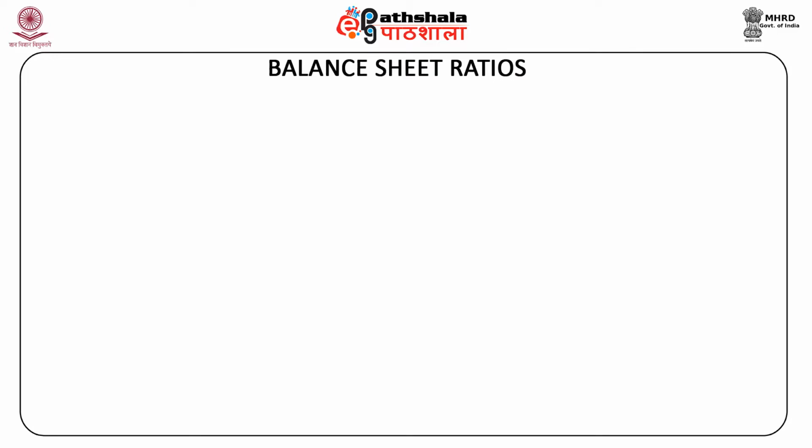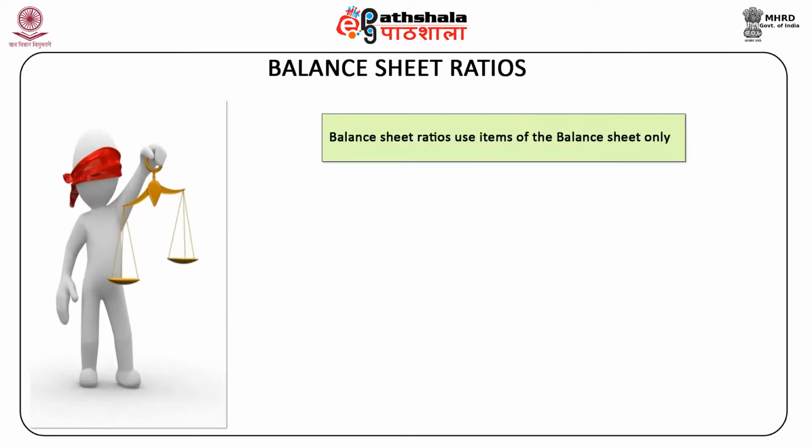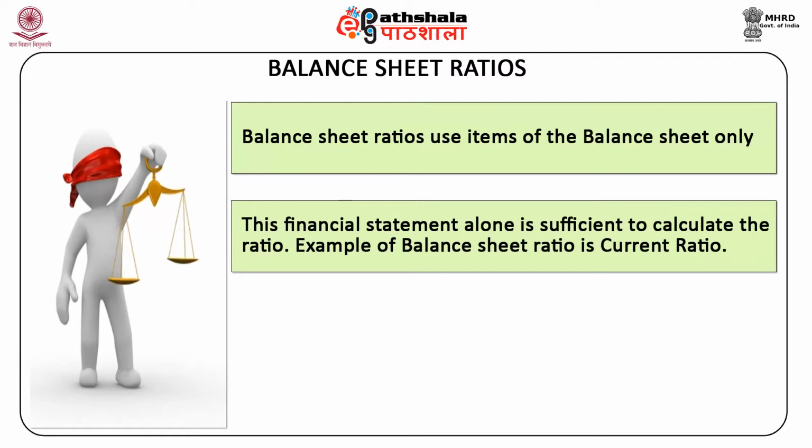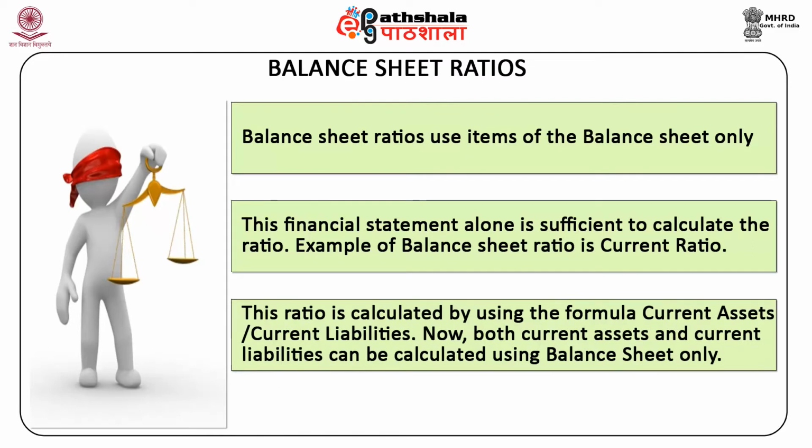Balance sheet ratios. Balance sheet ratios use items of the balance sheet only. This financial statement alone is sufficient to calculate the ratio. Example of balance sheet ratio is current ratio. This ratio is calculated by using the formula current assets divided by current liabilities. Now, both current assets and current liabilities can be calculated using balance sheet only.